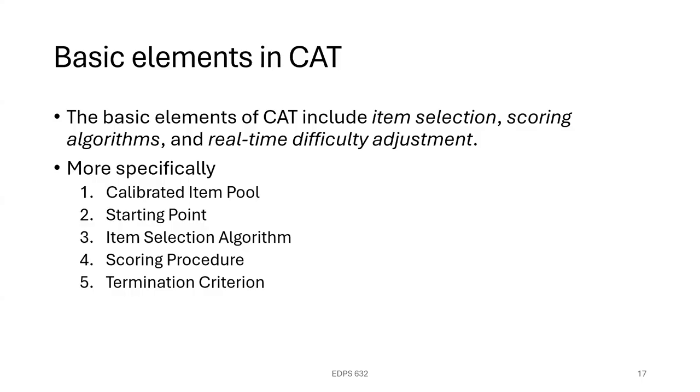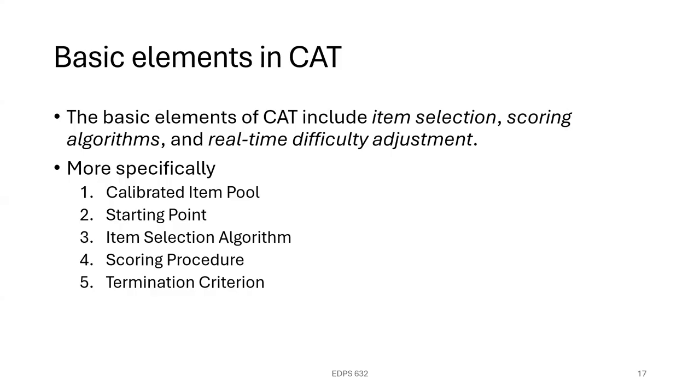And more specifically, we need an item pool, an item bank. The item bank should consist of many items. And then we need to know how to start, right? The starting point. And then how to continue: we use the item selection algorithm. Then we need to score the students. And then when to stop, because you cannot ask a student to take exams forever. You need to stop somewhere.